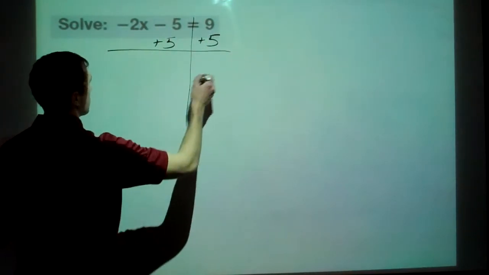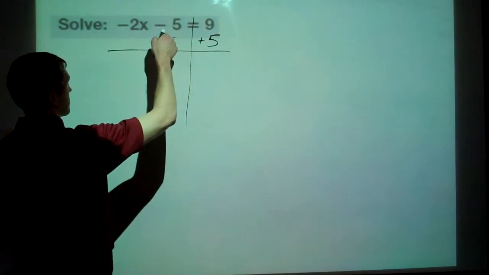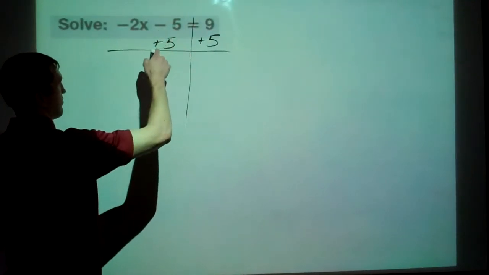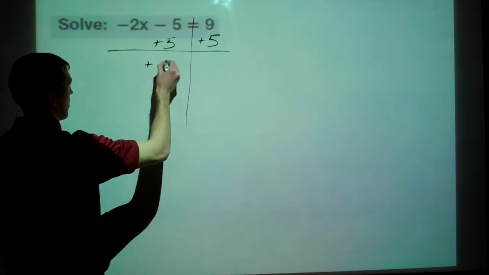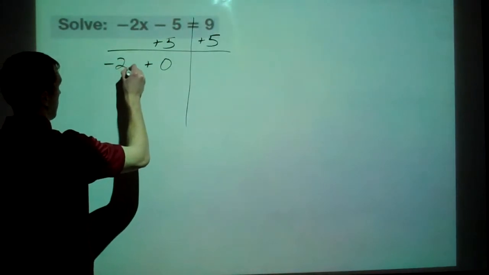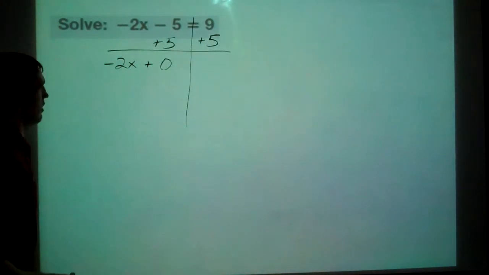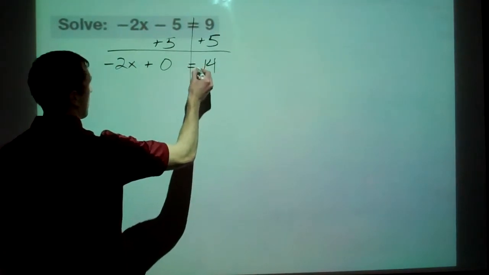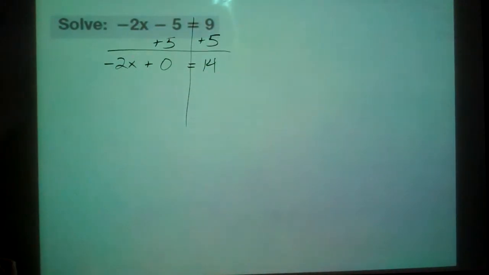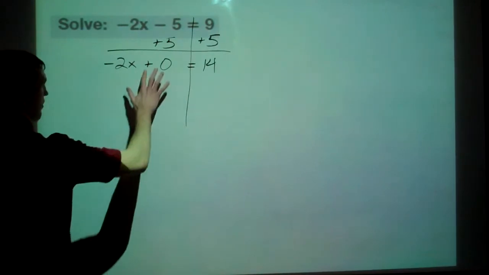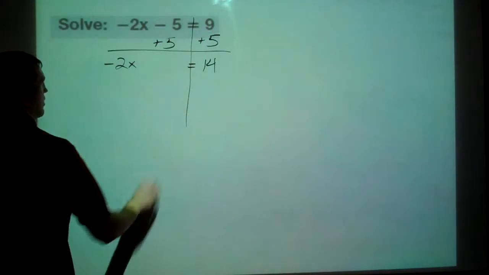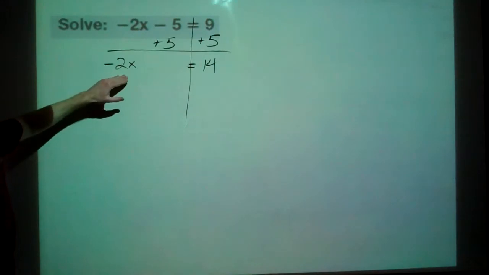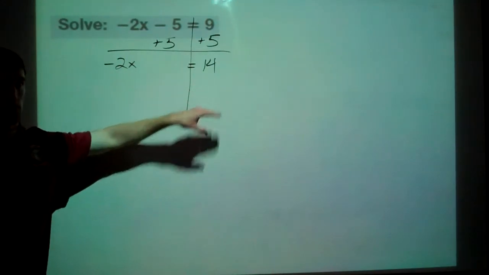Alright? These will cancel out, and these turn into 0. Negative 5 plus 5 is 0. And we still bring down negative 2x, because that's still there. Alright, 9 plus 5 is 14. So now we have this equation. Now remember, adding a 0 doesn't change anything, so we can just get rid of that. So we have negative 2 times x equals 14.